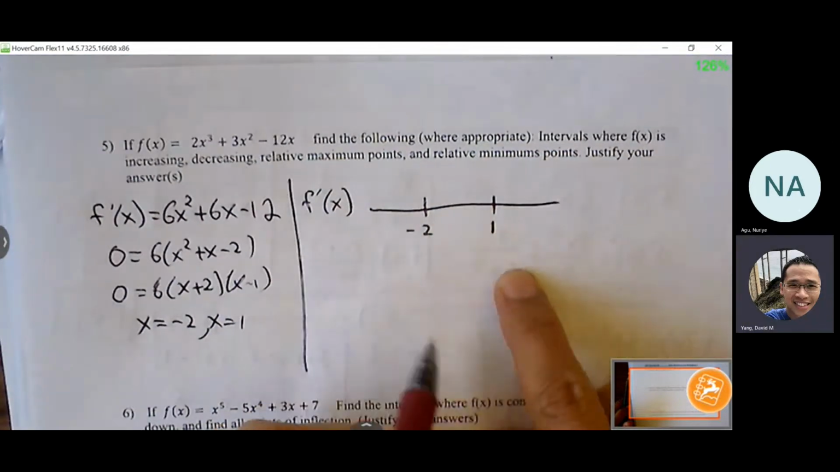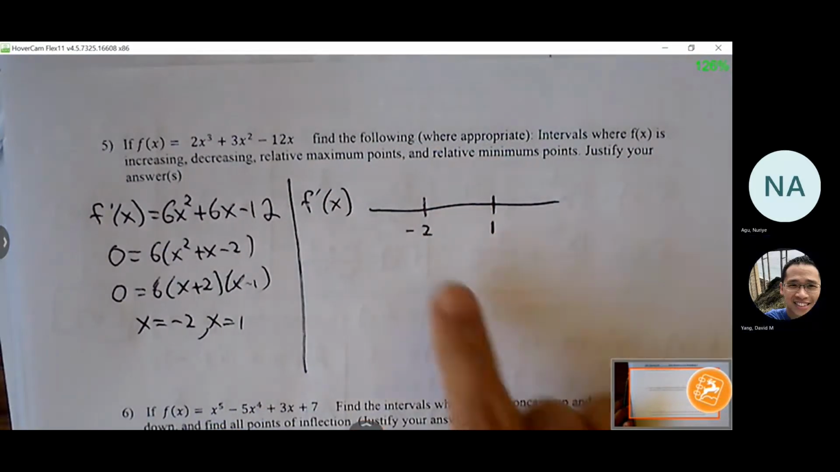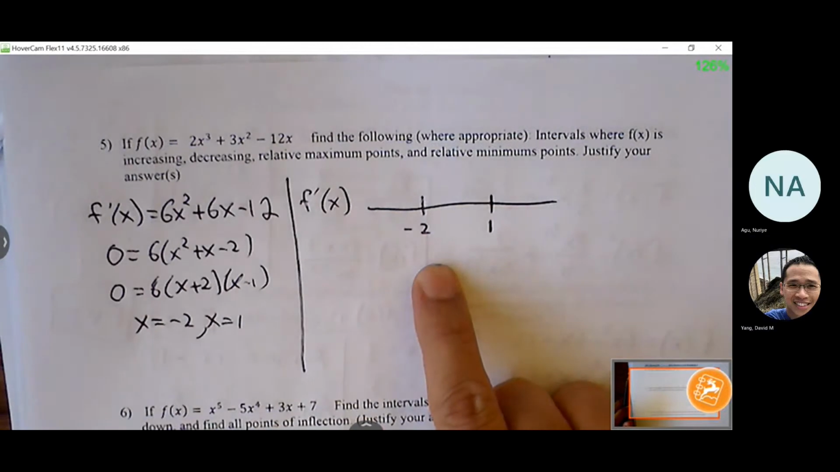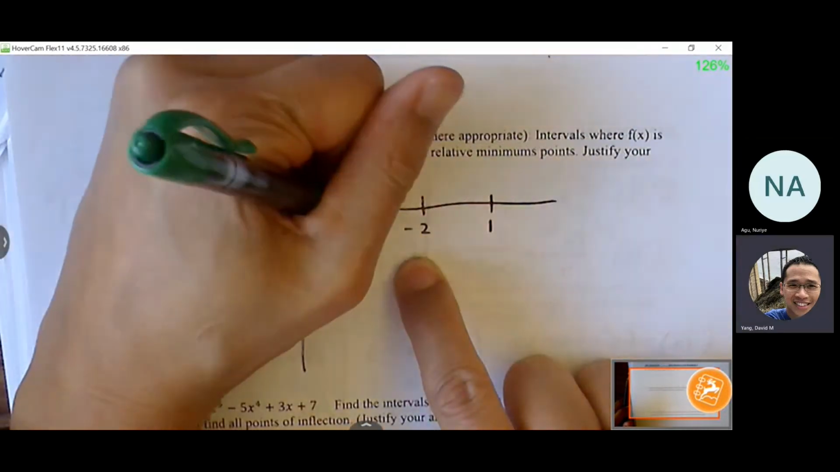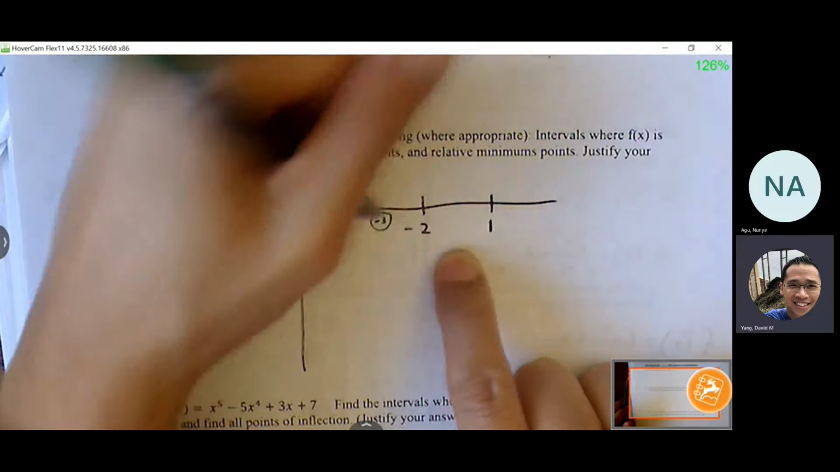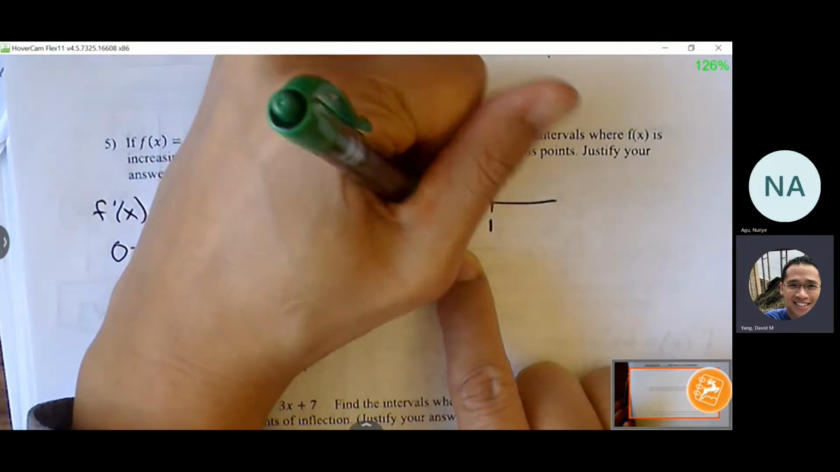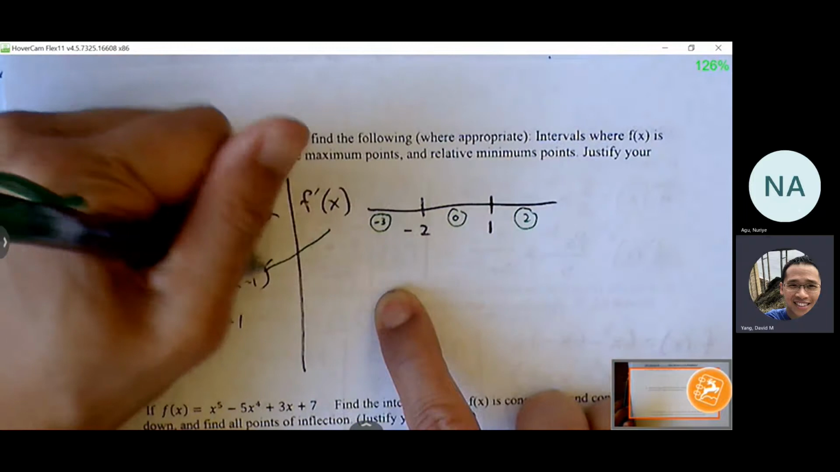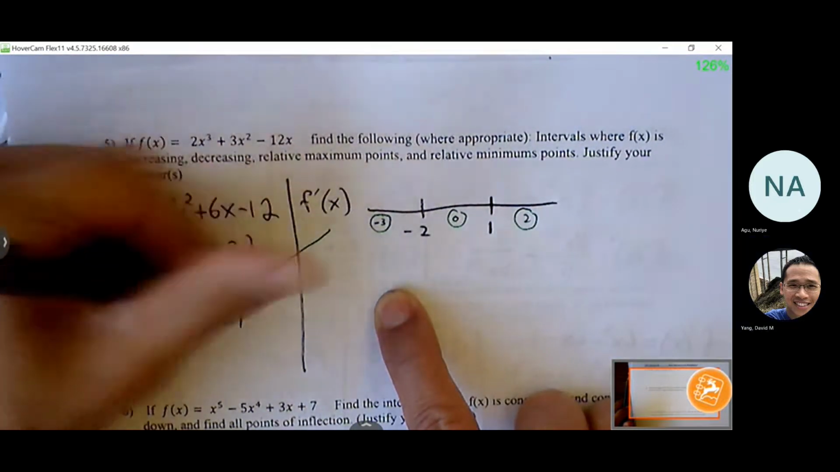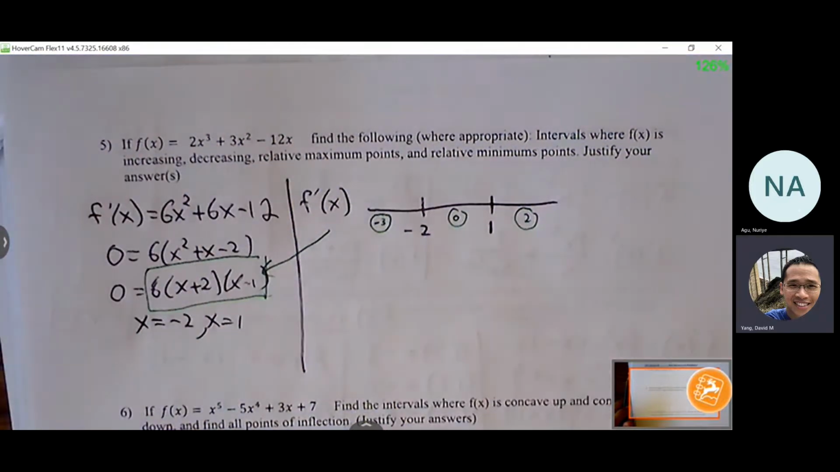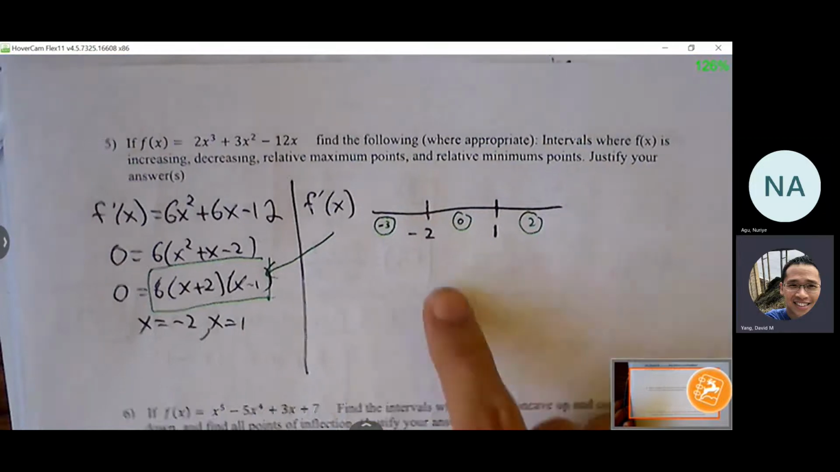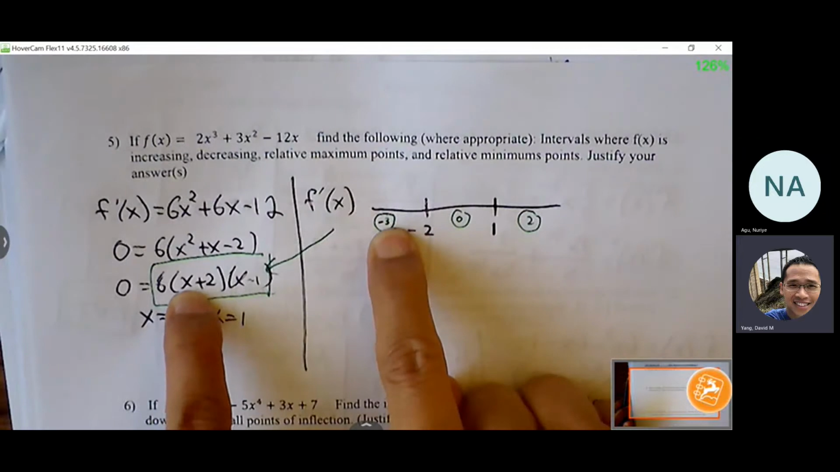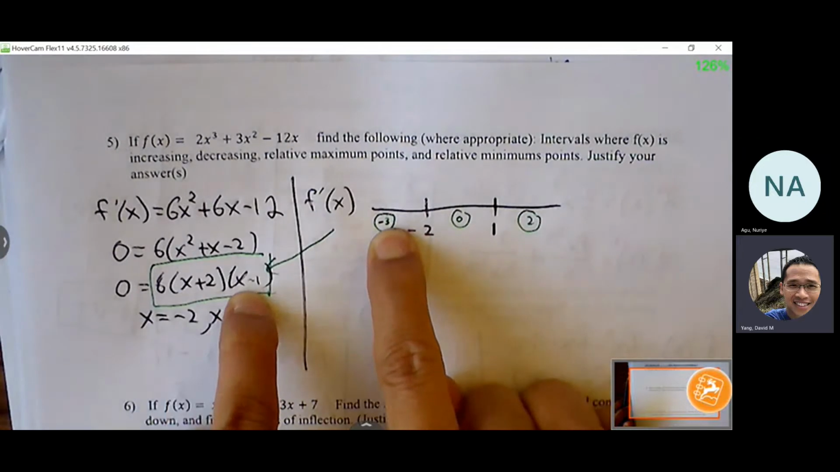All right, what's next? Yeah, we're going to use test points. Insert them into the derivative, and then gather information about whether we want to assign those intervals as positive or negative. Okay, so negative 3 goes in for x, that's negative times negative, which is positive.